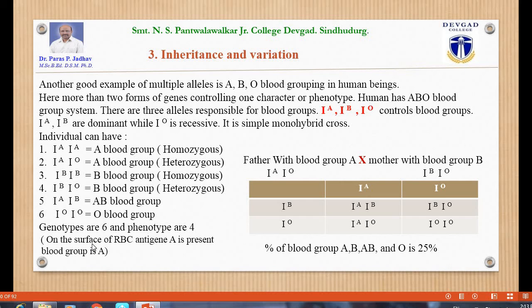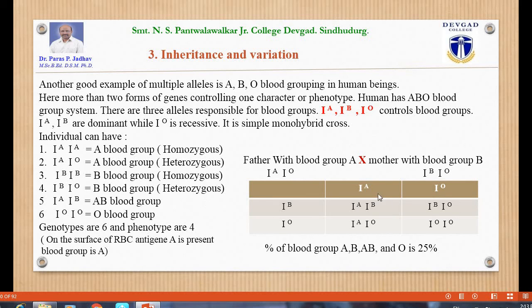So on the surface of RBC, if antigen A is present, blood group is A. When B is present on the surface of RBC, the blood group is B. Okay. So father with blood group A is crossed with mother with blood group B. The father chi genotype ahe IA, IO, and mother chi ahe IB and IO. Ma ithe cross getlela ahe, samjha he IA ani IO.